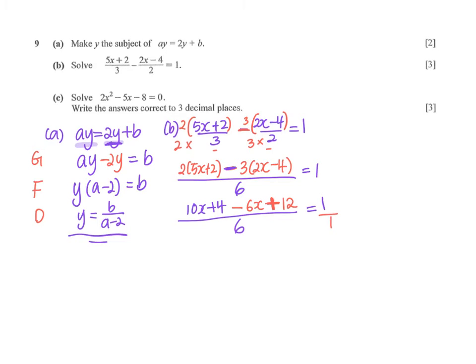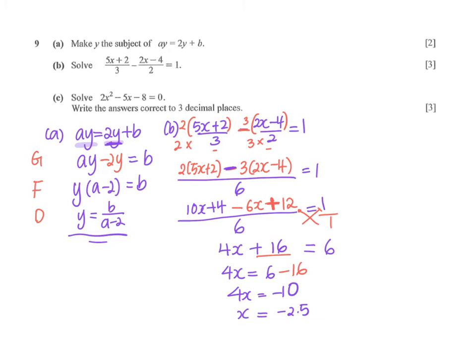After which we can do a cross multiplication. So we'll get rid of our denominator. 6 will be over here. And let us simplify our numerator. Numerator times 1 will give us back the same thing. So 10x minus 6x will be 4x, plus 4 plus 12 will be 16. Now 4x is equals to 6. 16 migrates over, so becomes minus 16. 4x is equals to negative 10. And x will be equals to negative 2.5. Have you gotten the answer?